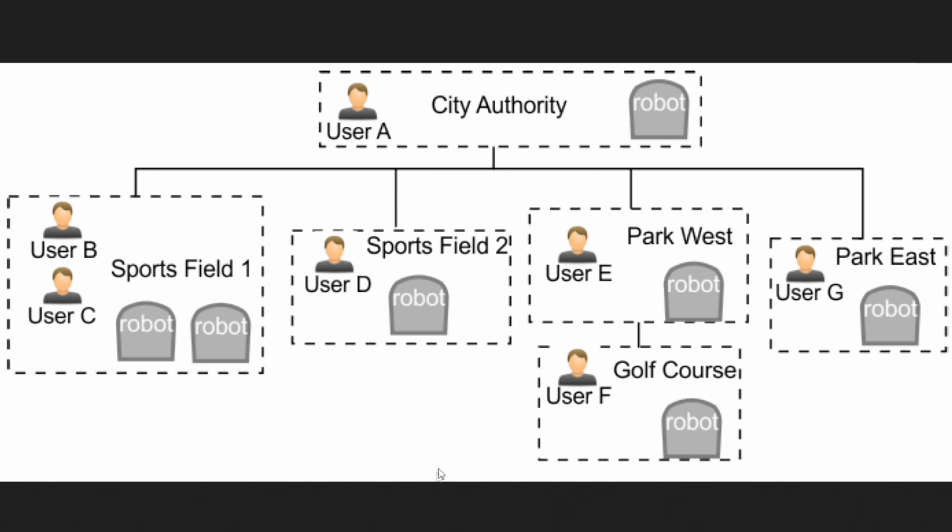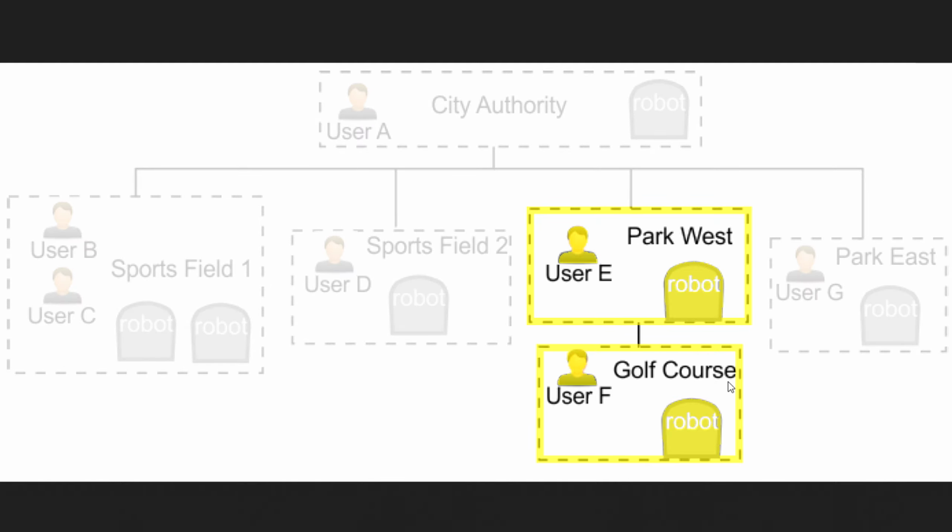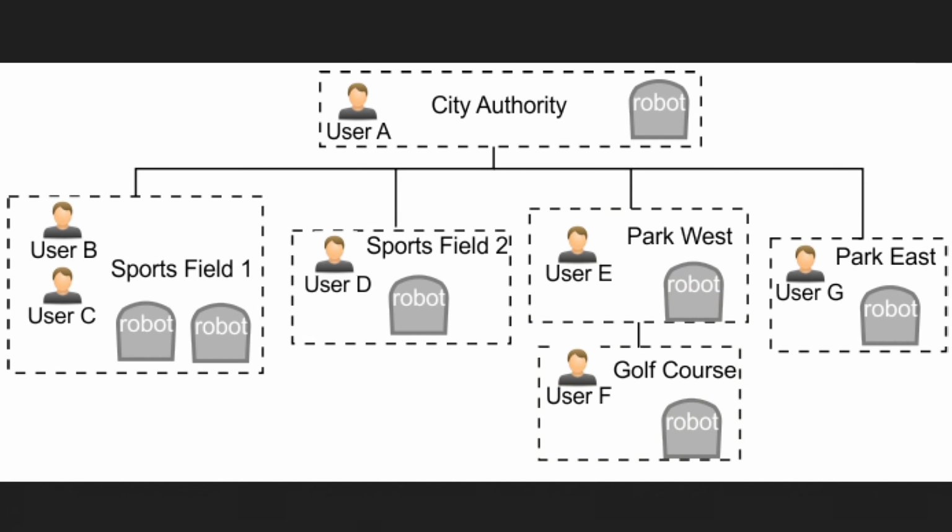So an example of that would be this Park West entity. User E can see the robot in Park West with them, the entity golf course under them, and the user F and robot in golf course. They can't see anything else on this page, the city authority stuff above them or the other entities that are at their level. So in that way, you can restrict who has access to what, which is not only a good way to actually restrict access, but also just for organization, so you can stay sane knowing where all of these robots are and who can control them.